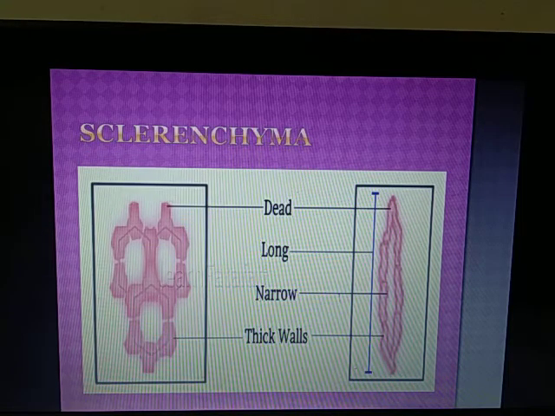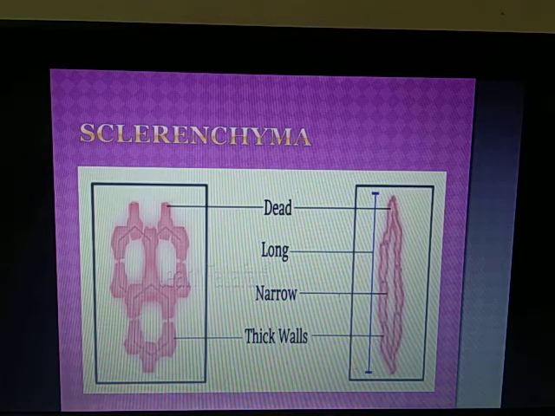So this was about the simple permanent tissue. Now we'll come to the complex permanent tissue.